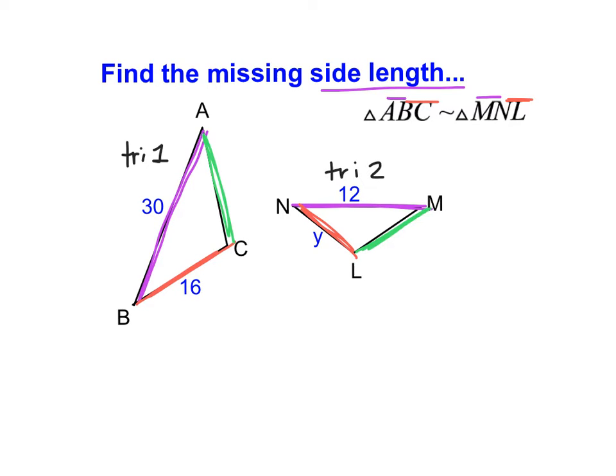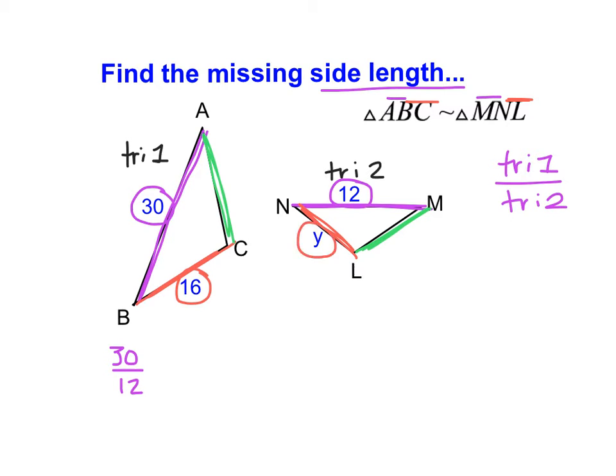And I'm going to write some ratios for those corresponding side lengths. I'm going to start with the purple side length here. So I have 30 and 12. Remember, I write my ratios as triangle 1 over triangle 2. So I have 30 over 12 for my first ratio. I then look at the next ones in red, and I see that I have 16 over y.